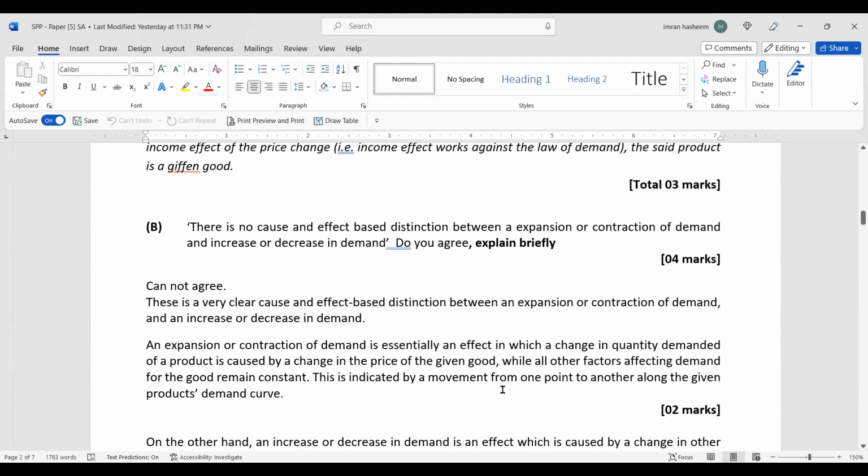Then part B, there is no cause and effect based distinction between an expansion or contraction of demand and increase or decrease in demand. Do you agree? Explain briefly.